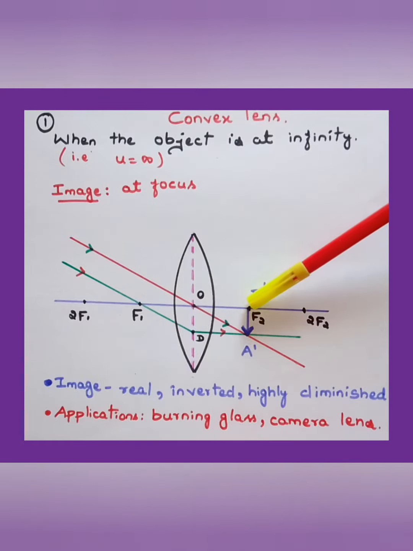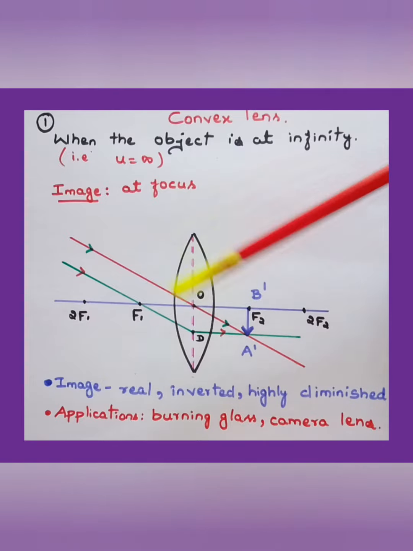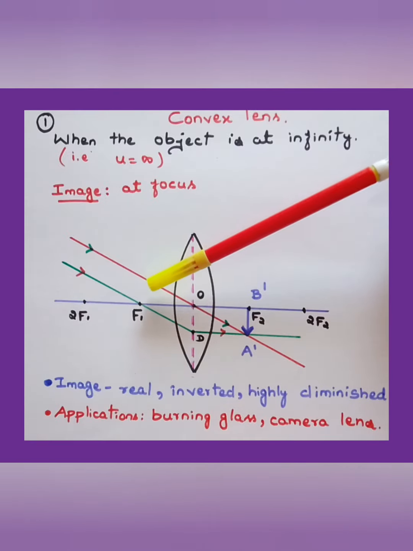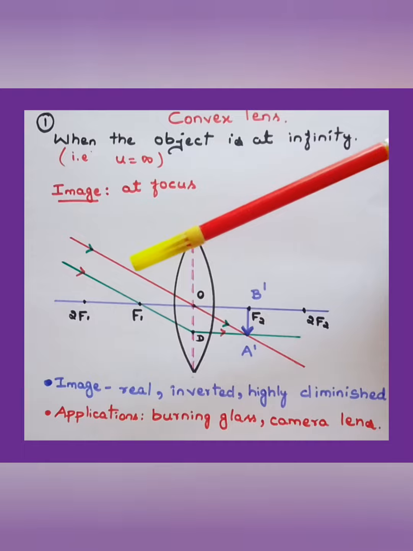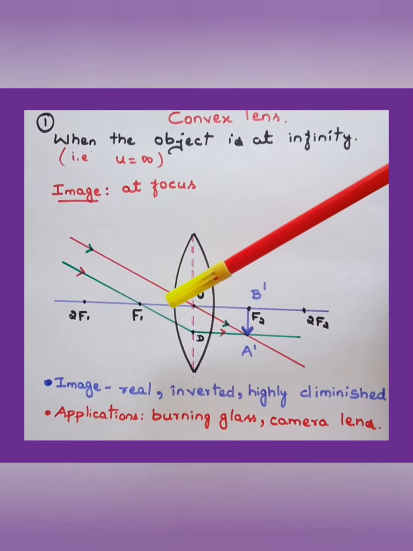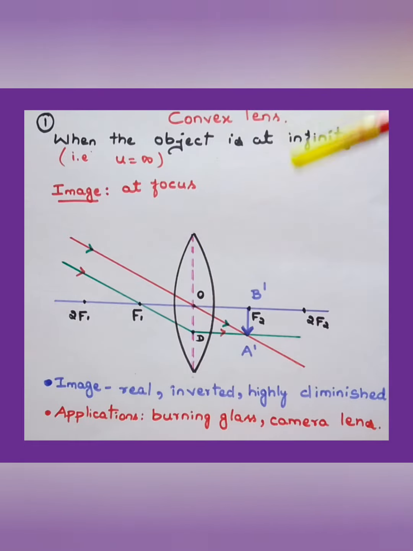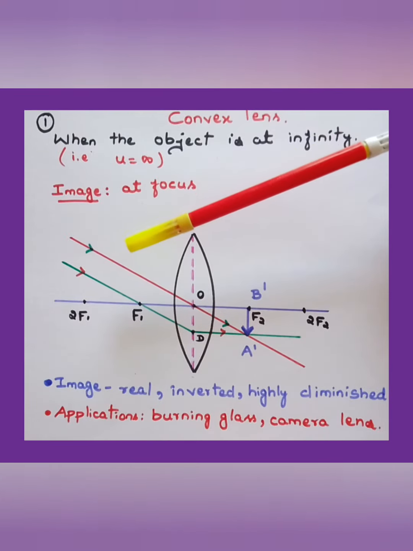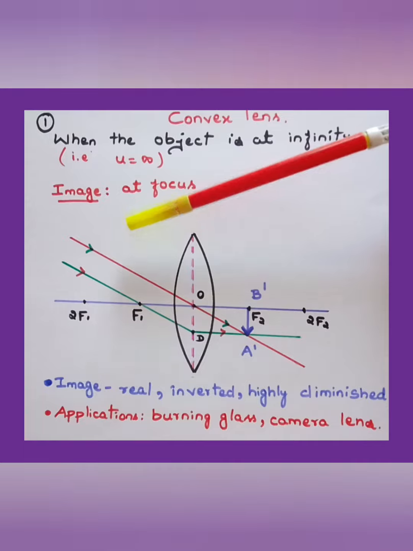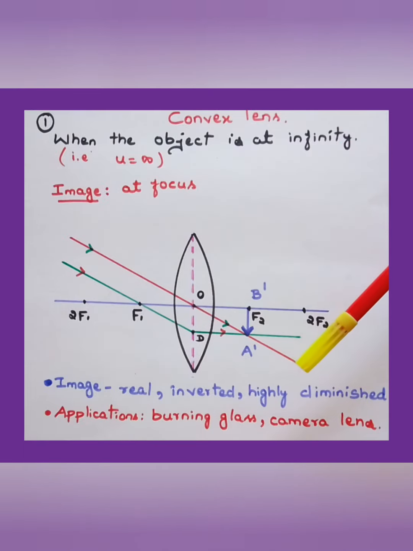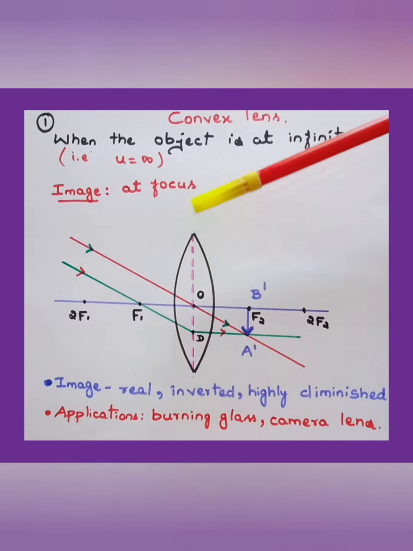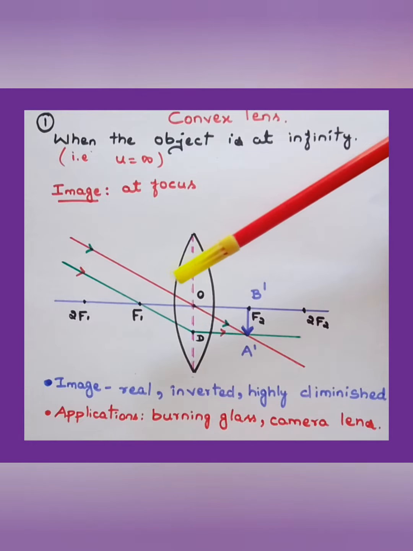From O, 3 cm. From here, 3 cm. The other side also, from O, 3 cm. From F1 to 2F1, again 3 cm. So 3 cm, 3 cm, 3 cm, all the sides. Clear? And then next, the first ray diagram we have to draw, as we told. The first line must pass through the optical center from the object. But here the object is at infinity, hence you can just draw a straight line.